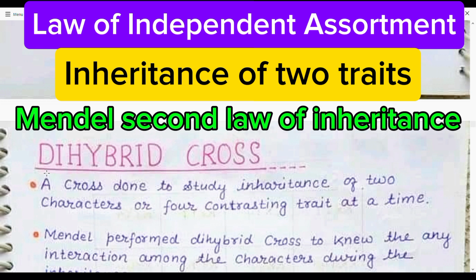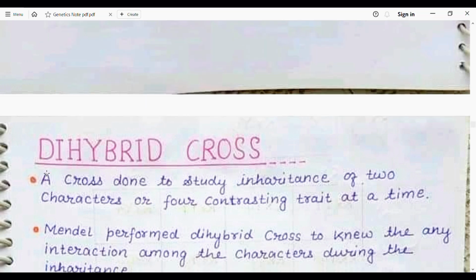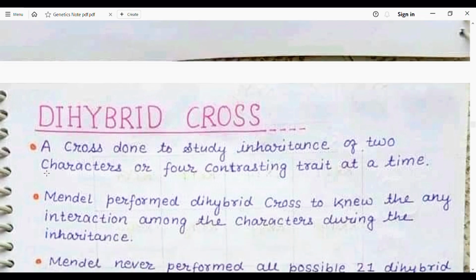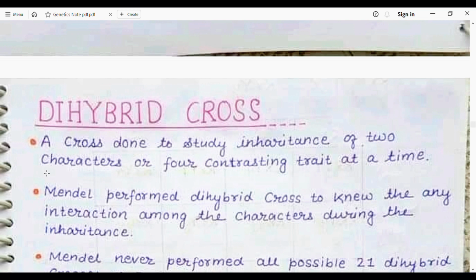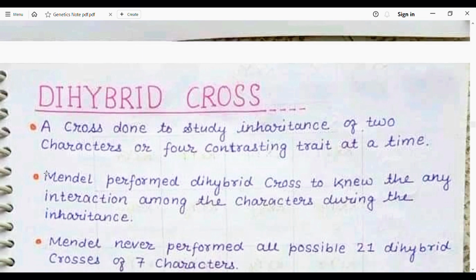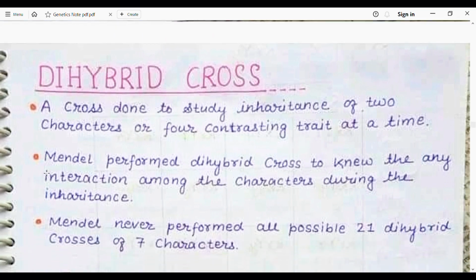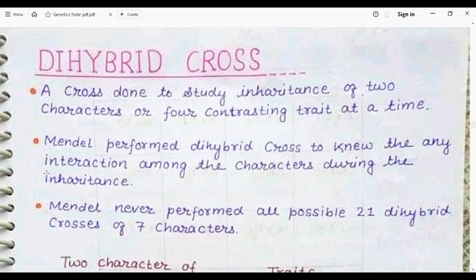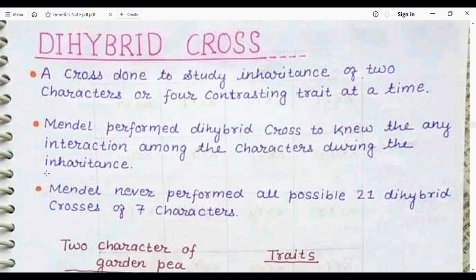So a dihybrid cross is a cross done to study inheritance of two characters, or four contrasting traits, at a time. As I defined, a dihybrid cross is a cross between two parents which are different from one another with respect to two characters. Mendel performed the dihybrid cross to know the interaction among the characters during inheritance. Mendel never performed all possible 21 dihybrid crosses of 7 characters.